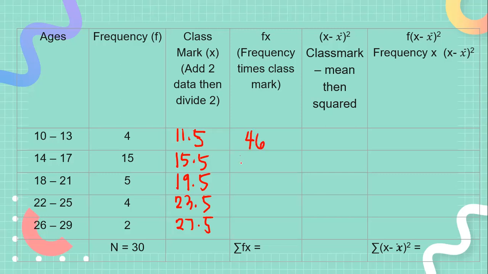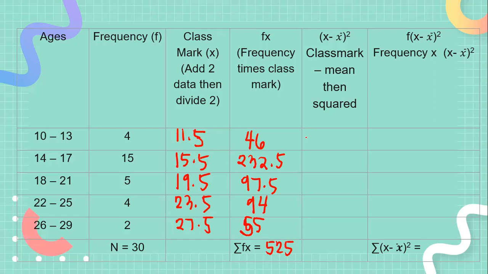Now here, 46. Next is 232.5. Then 87.5. Then 94. Then 55. We add all of them, class. It's 50. Okay. We add all of them, class. How much? Very good. It's 525.